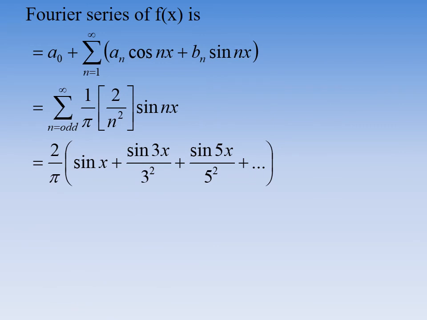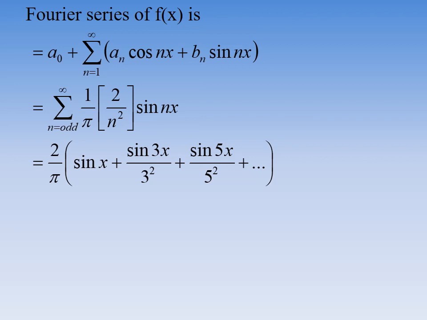So for the Fourier series, you know the values of a naught, a n and b n. a naught and a n are 0, and if you substitute the value of b n, it is equal to summation n odd to infinity of 2 by pi n squared sin nx. So if you substitute the values of n, it is equal to 2 by pi into sin x plus sin 3x by 3 squared plus sin 5x by 5 squared and so on. So this is the Fourier series.